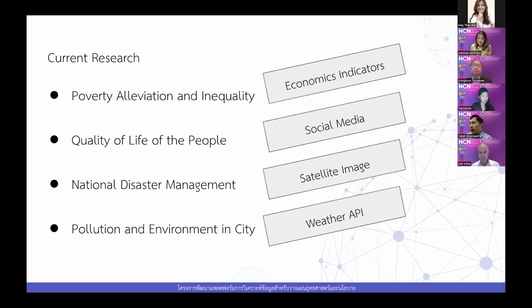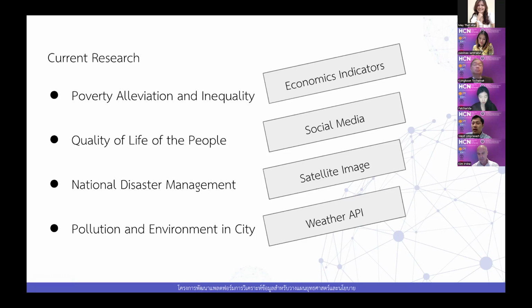So what I'm trying to do is, for poverty and inequality, I use economic indicators, which update at about one-month frequency. For quality of life, we use social media, which is more or less real time. For disaster management, we use satellite data, and most of it is hourly or 15-minute based. For pollution and the city environment, we use a weather API, which is very great. It updates every 15 minutes.